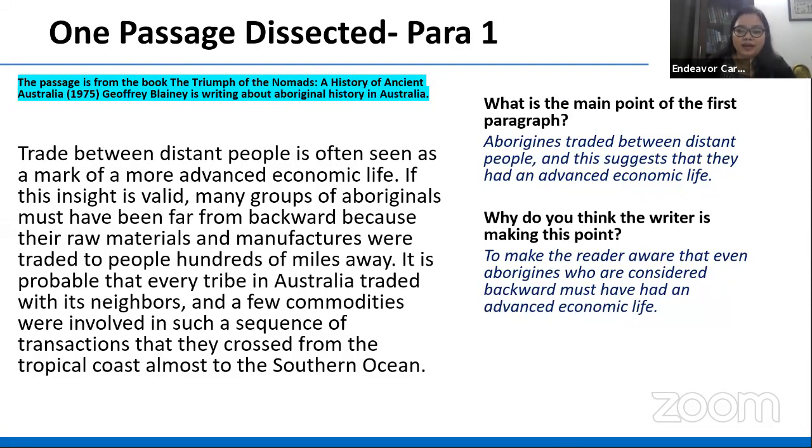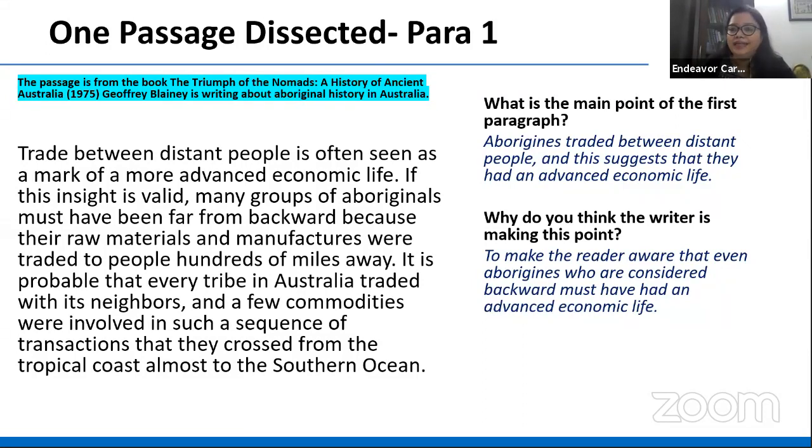What's a hypothesis? A claim that you take to be true, you assume to be true, and which you're going to prove. That's what you do in a scientific experiment. You start with a hypothesis, which you then go on to demonstrate, or prove, right? So his hypothesis here is that the aborigines were indeed advanced. They were not backward. You might think they were backward, but they were not. He's going to use some data to prove this. He's going to give some strong examples of why.